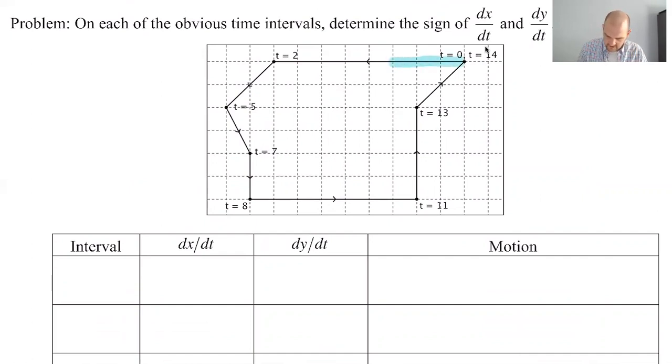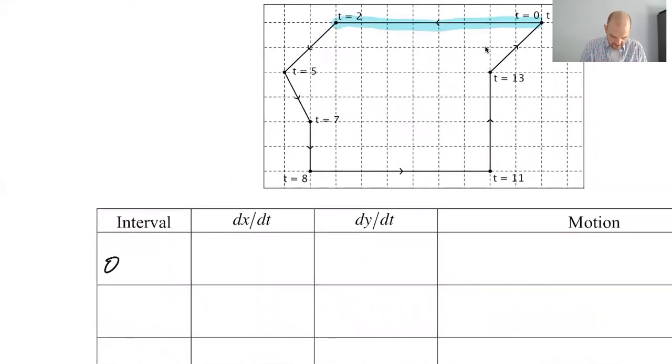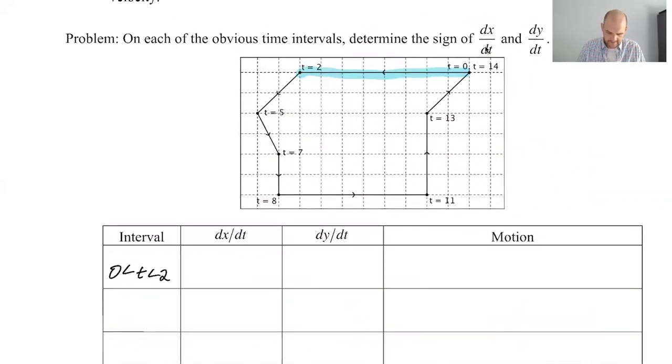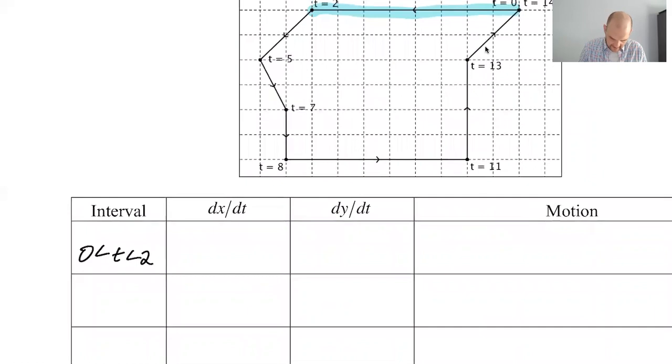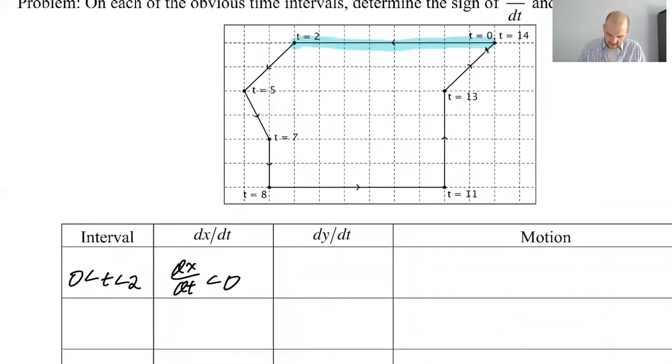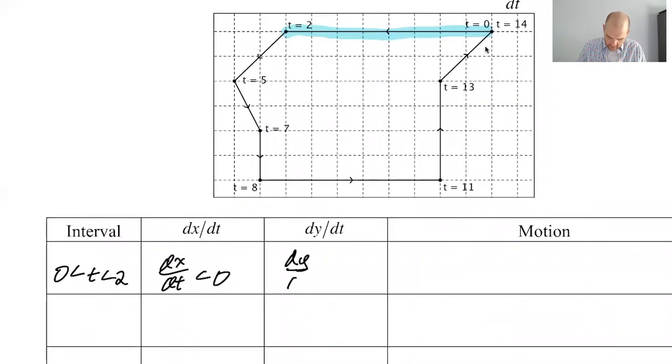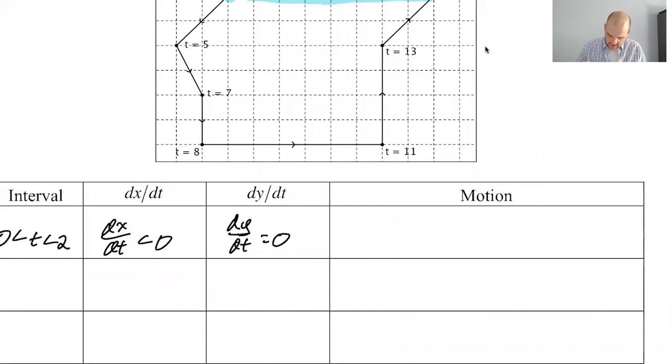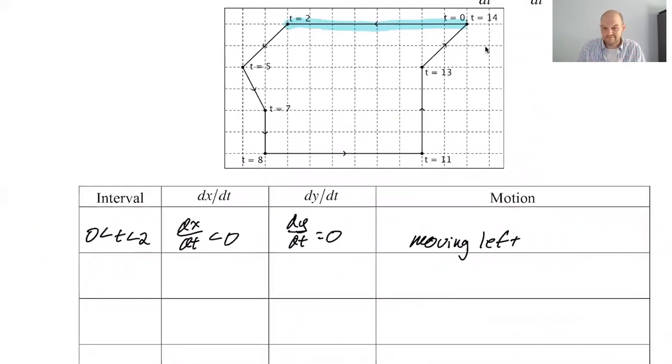So here's t equals 0. We go this way, right? From 0 to 2. So our time interval is 0 to 2. Not really concerned about the endpoints where it looks like we have some non-differentiable points there. But dx/dt is less than 0, which means you're moving to the left. dy/dt is actually 0 because you're not moving up or down. And because of that, you are moving left. And that's all we know. You're moving left. That's it.